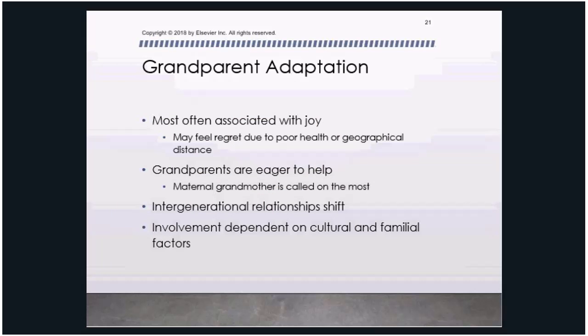Grandparent adaptation is most often associated with joy, but they may feel regret due to poor health or geographic distance. Grandparents are eager to help, and the maternal grandmother is called on the most. Intergenerational relationships may shift in involvement depending on cultural and family factors.